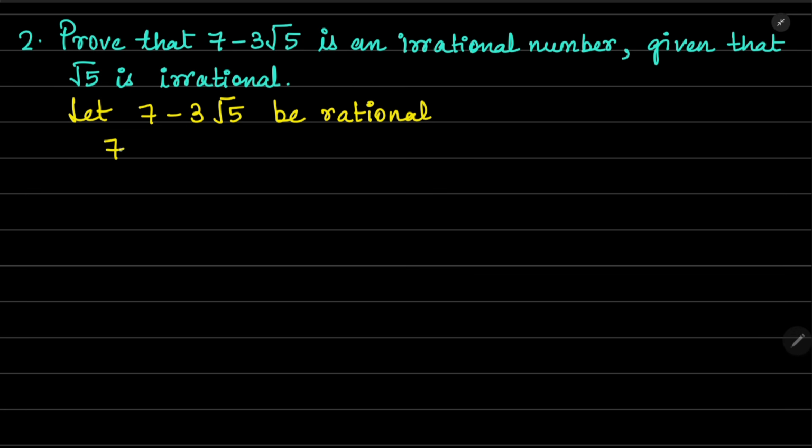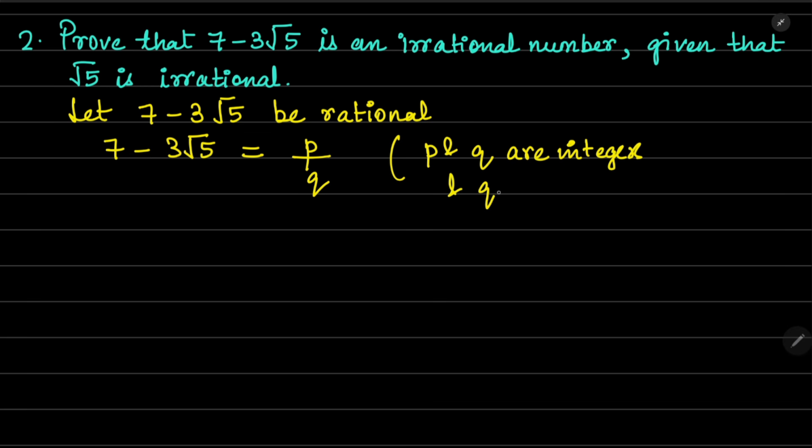Right? So 7 minus 3 root 5. What do you mean by rational? Anything which can be written in the form of p by q, where p and q are both integers and q is not equal to 0. So this is the definition of a rational number. What is a rational number? Any number which can be written in the form of p by q, where p and q are both integers and q is not equal to 0. Okay. Now, we see here you have a rational number, real number, right?